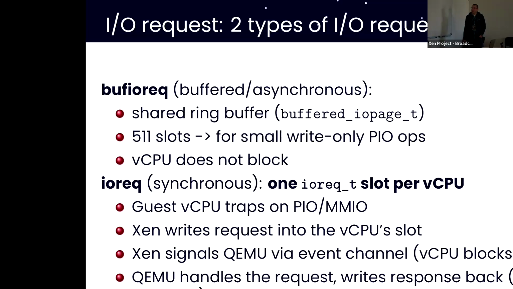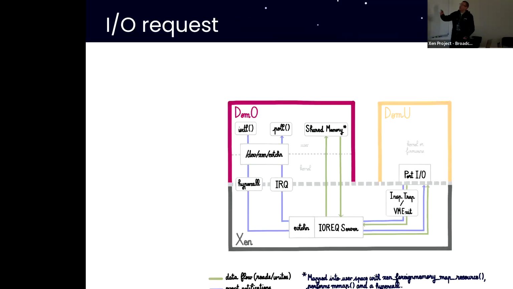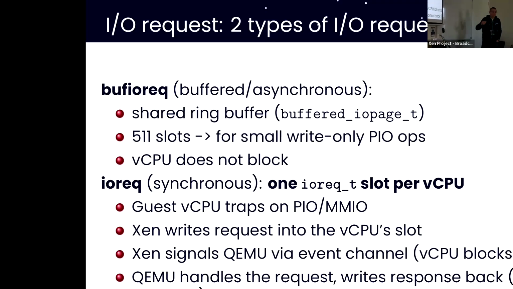And then the second one is, let's say, the full I/O request, where we have one I/O request slot per vCPU. The guest, again, traps. Xen writes the request into this vCPU's slot in the shared memory. And then the device model handles the request, writes the result back into shared memory, and so on. And then the guest resumes.